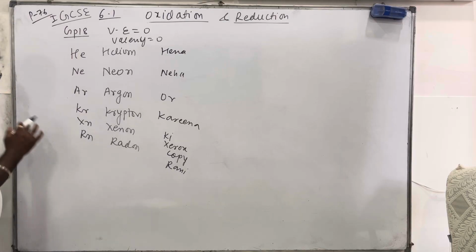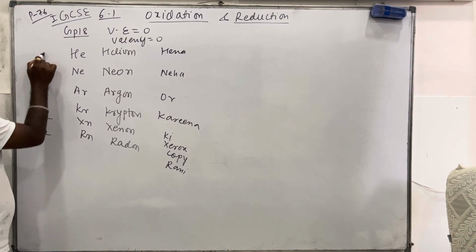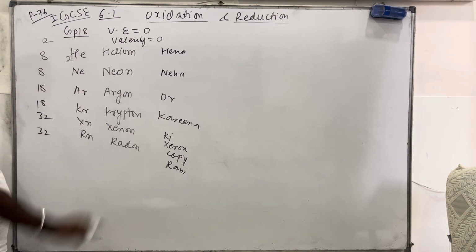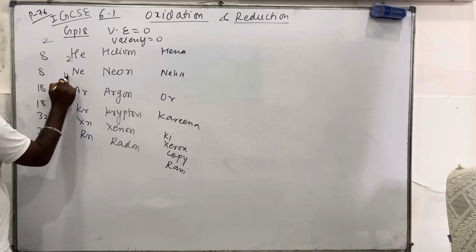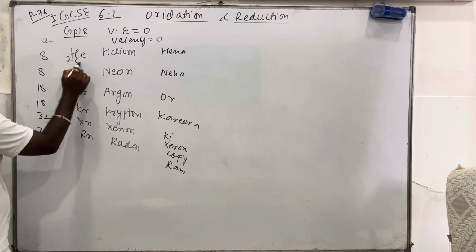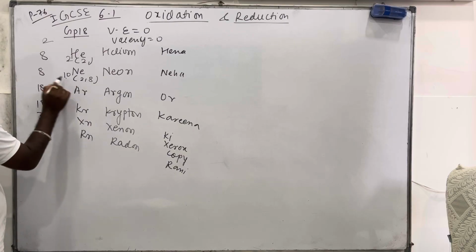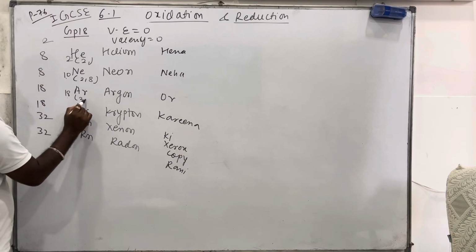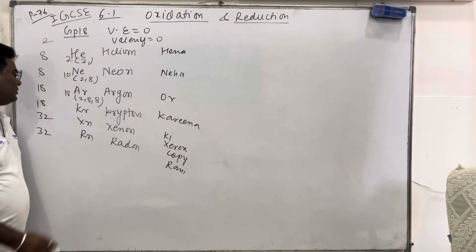So how to get the next atomic number? 32, 18, 18, 8, 8, 2. Helium atomic number is 2, and neon is 2 plus 8, 10. So you can see here, its octet and duplet is complete now. 10 plus 8 is 18. So it is 2, 8, 8. So in the last orbit 8 electrons are there.